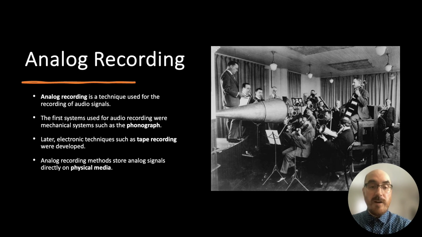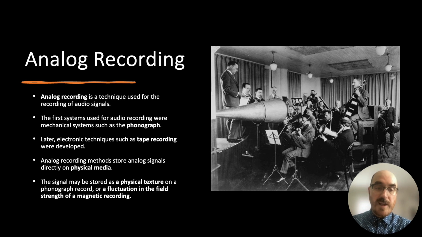Analog recording methods need to be stored on some sort of physical media, so a record, or later on reel-to-reel tape or cassette. The signal may be stored as a physical texture or a fluctuation in the field of magnetic recording. And we'll look at that in a little more depth as we look at tape recorders.